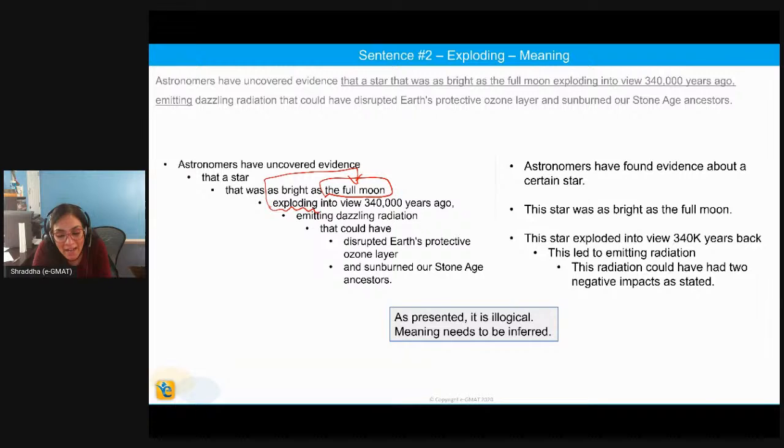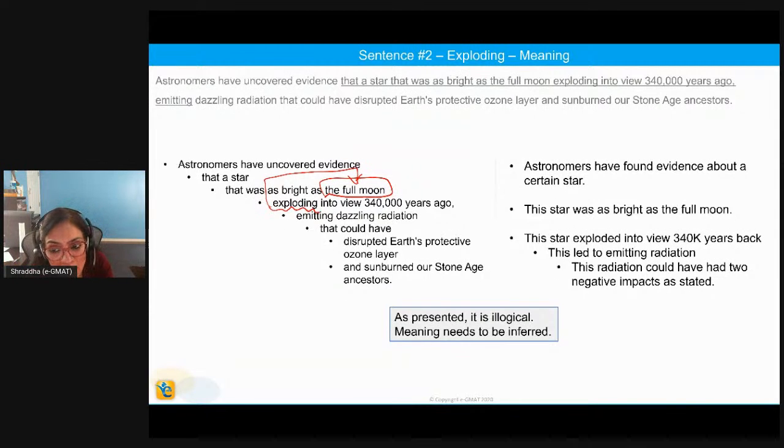We take an extra step and we try to infer the intended logical meaning from the given context of the sentence. So, from the context of the sentence, as we have already mentioned here, we are all logical people. We can put 2 plus 2 together. And by doing so, we understand what this evidence is all about. This evidence is all about this particular star.